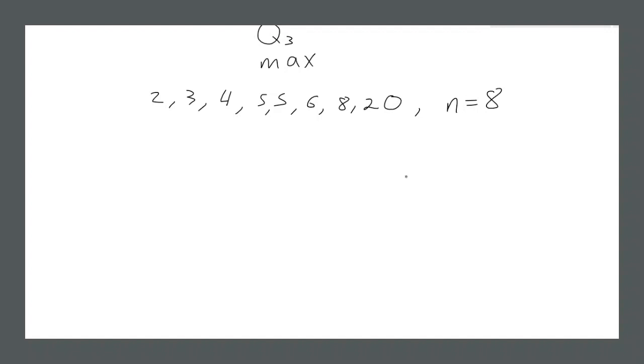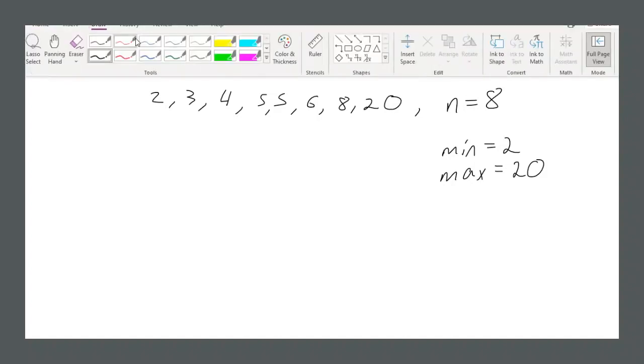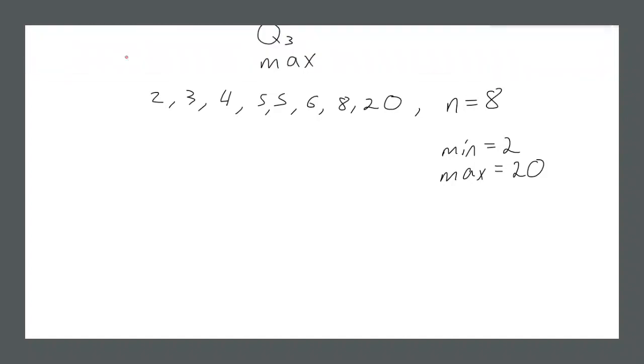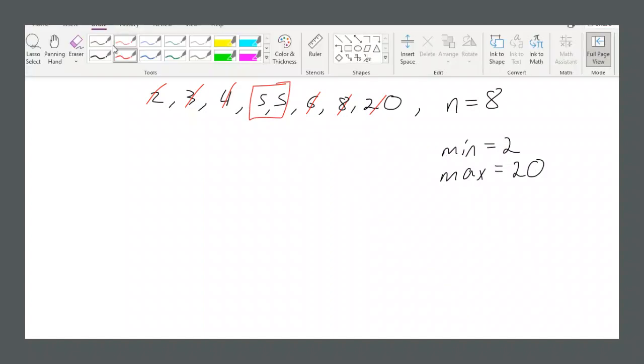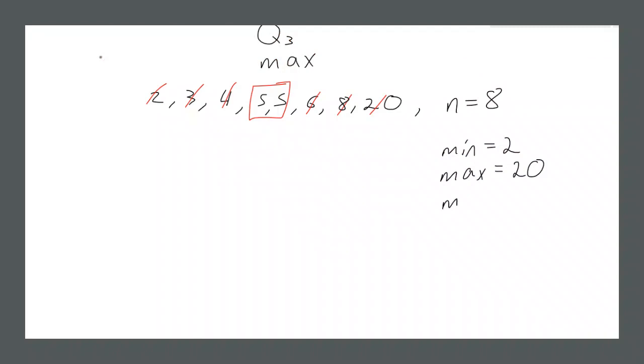So the minimum, well, that's right in front of us. That's the 2. The maximum is the 20. And the median we can find by canceling out pairs of smallest and largest, and we end up with 2 numbers in the middle. So the median is going to be the average of those 2. Now the average of 5 and 5 is 5. So that is our median, 5.